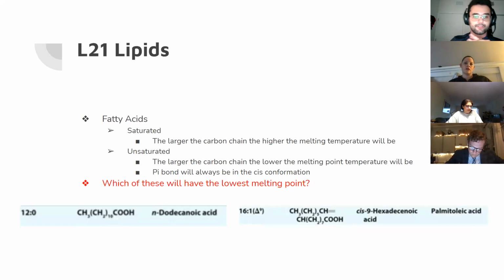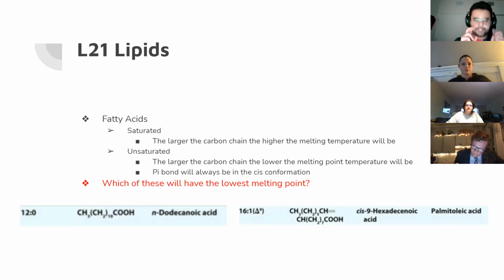Okay, so saturated means that they don't have any double bonds. An important property of these saturated fatty acids is that the larger the carbon chain, the higher the melting point will be. Unsaturated is when we actually have a double bond in our fatty acid, one or more. The larger the carbon chain in an unsaturated fatty acid, the lower the melting point is going to be. And the pi bond will always be in a cis conformation, so the fatty acid molecules are always going to be pointed in the same 3D orientation.